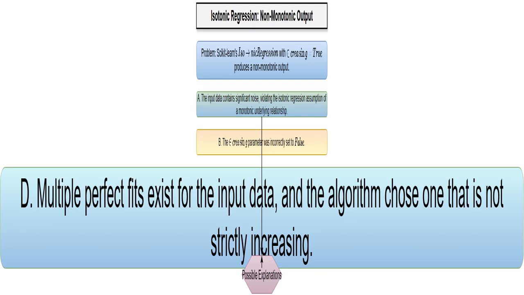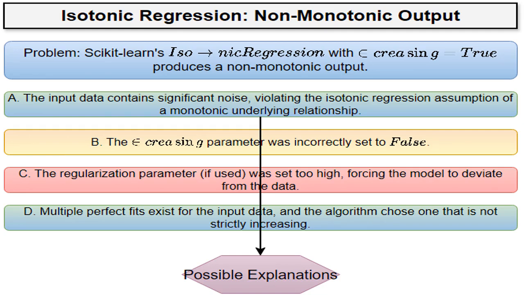Sometimes, many different lines can perfectly fit the data, but only some perfectly follow the increasing rule. The algorithm might pick one of the perfectly fitting lines that doesn't always go up. Regularization keeps the model simple and prevents it from getting too detailed. But too much regularization makes it too simple. This can force the model to create a flatter line, which may deviate a little from the data and not strictly increase everywhere. It's like smoothing out the line too much.